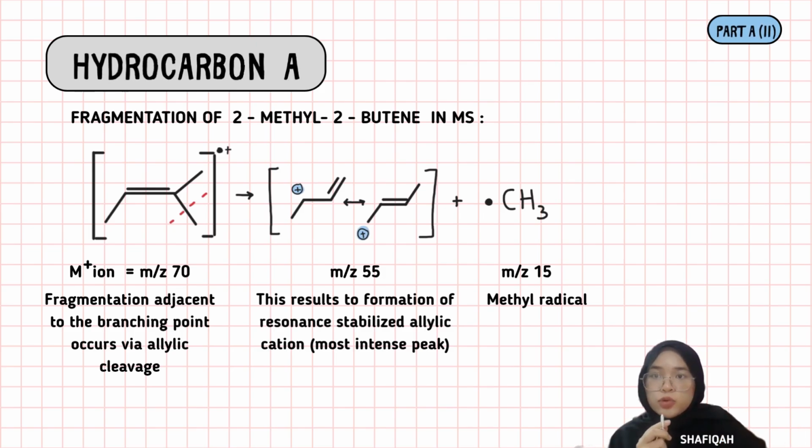In mass spectrometry, 2-methyl-2-butene has a molecular ion peak at mass-to-charge ratio m/z 70. It undergoes fragmentation by losing a methyl radical, forming a resonance-stabilized allylic cation with m/z 55. This allylic cation gives the most intense signal in the spectrum due to its stability by the delocalization of positive charge, making m/z 55 the base peak.